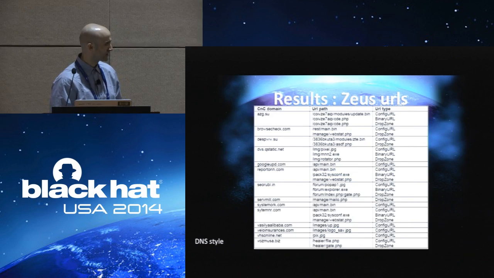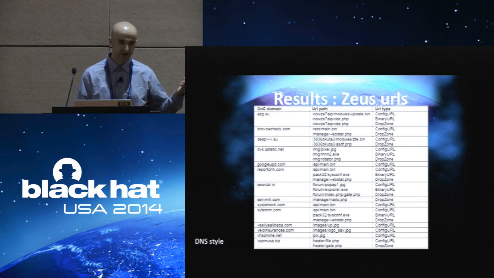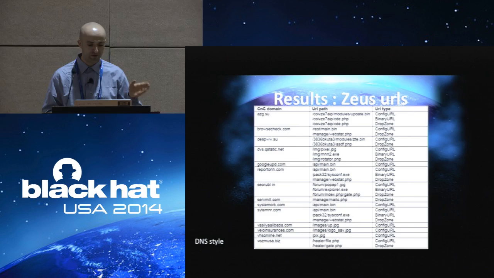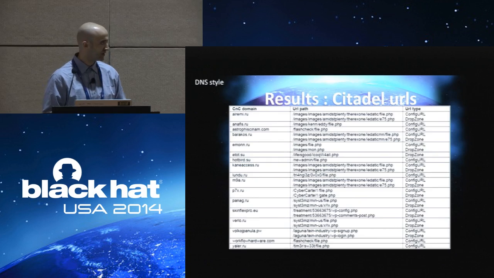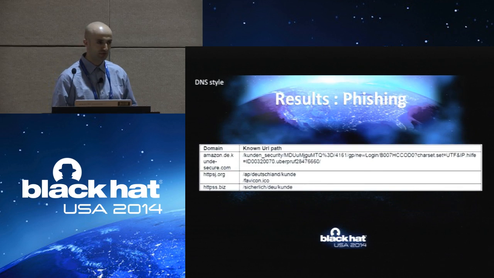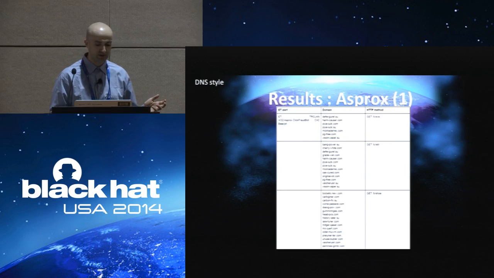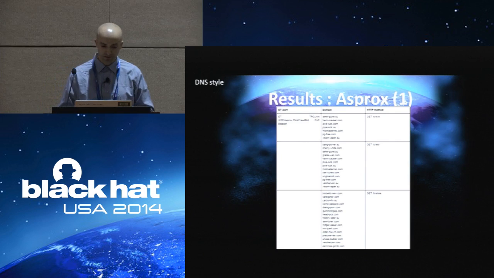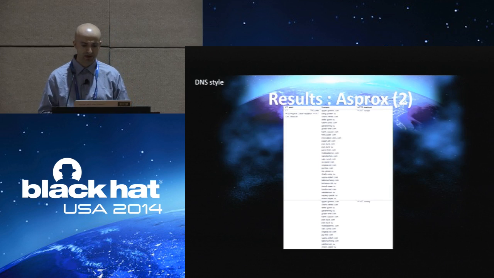So this is just for your reference. I hope you can see it. If not, you can check the slides later or the white paper. But this is generic Zeus phoning back to those fast flux CNC domains. We also have Citadel examples. A few were used by Kins and Ice9. But then also we had some phishing URLs being served by these fast flux domains. And then we also saw a lot of ASPROX beaconing traffic. ASPROX is a botnet used mainly for click fraud. Maybe that's not very clear, but you can check it on the slides later.